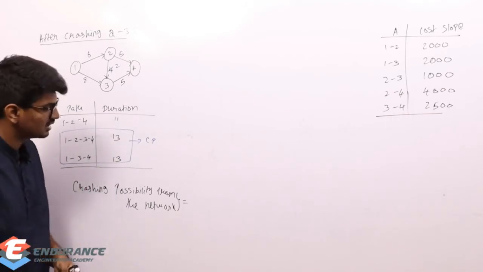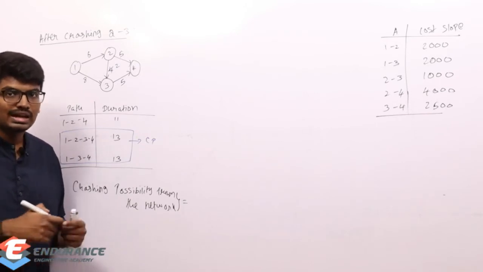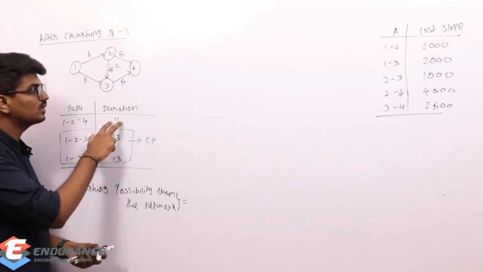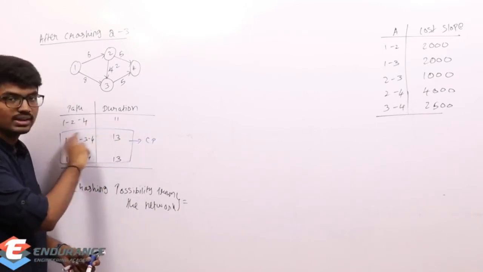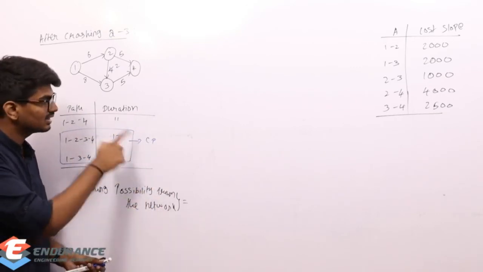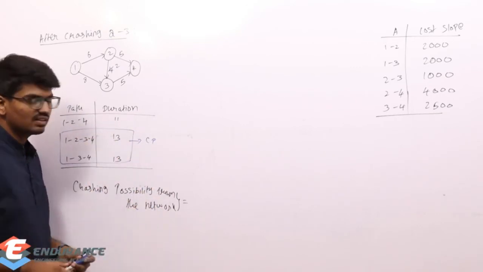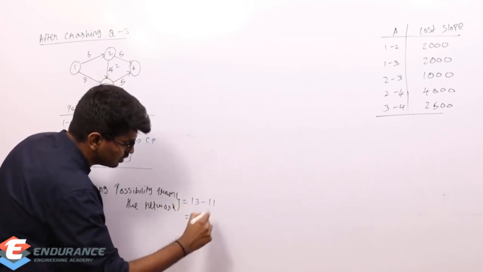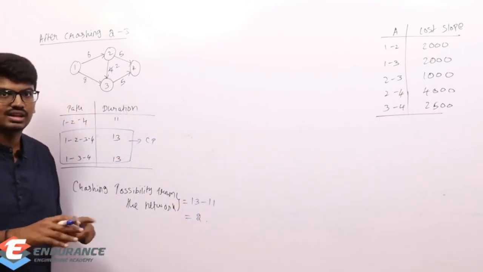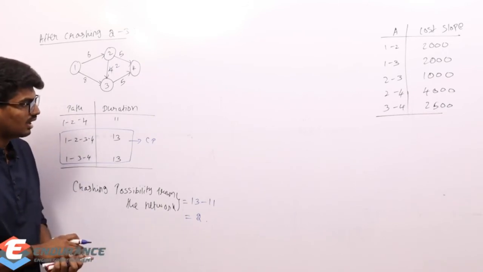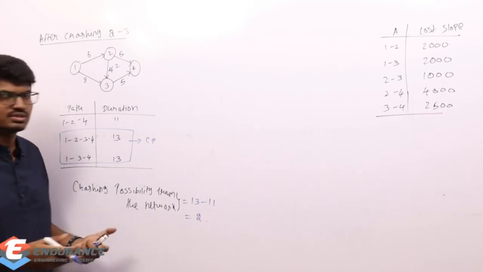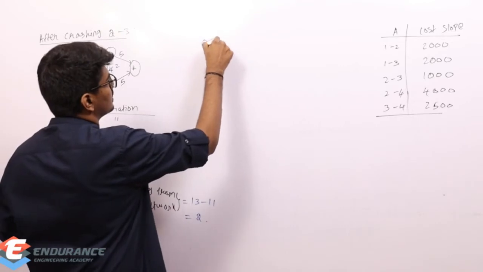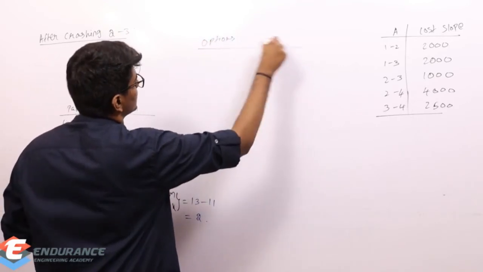So first of all, what is the total crashing possibility now? I can reduce it from 13 to 11 only. 13 is the longest path, the next longest path is 11, so 13 minus 11 becomes 2. That is the crashing possibility as of now. Let us check out the different options which are available for us.